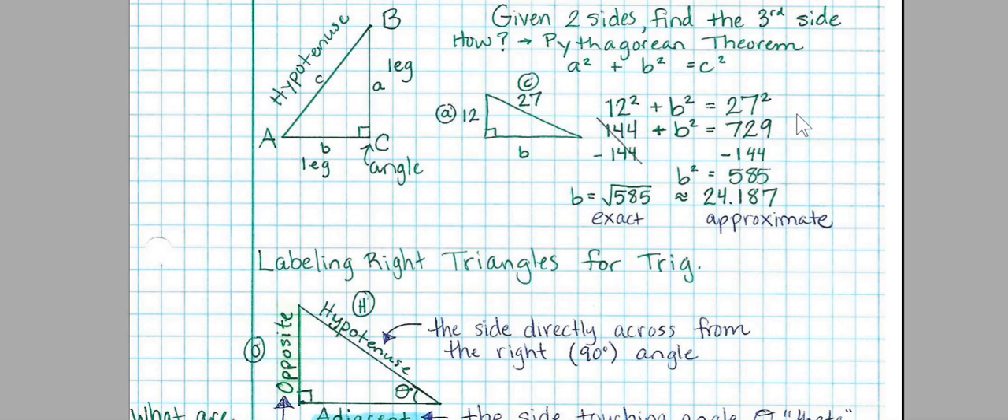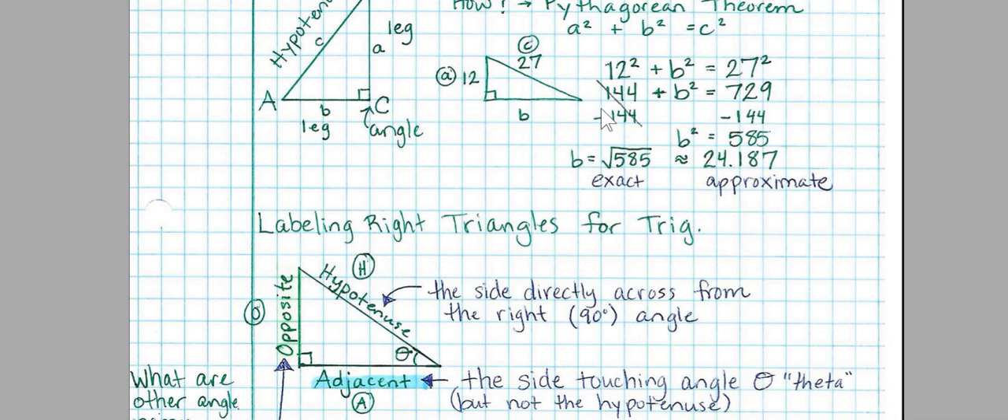Once you have it set up like this, then it's just a matter of using algebra to solve for the missing value. Our first step is just following order of operations. And so we have to square 12. That turns out to be 144. And square 27, which equals 729.